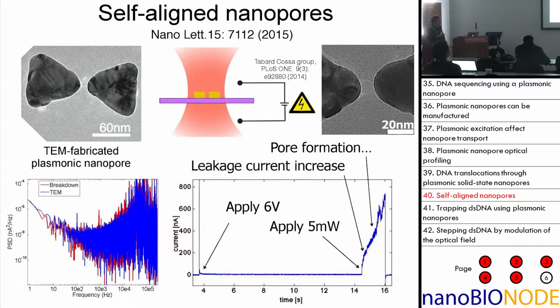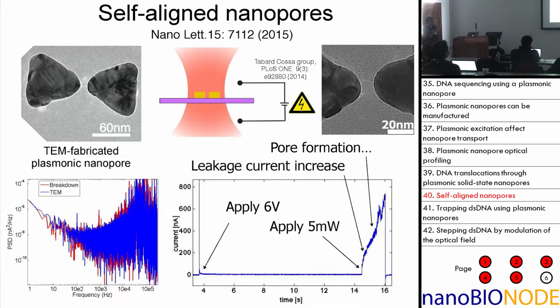So here's the one that is fabricated using TEM. And here's one that is fabricated using the so-called dielectric breakdown method. The dielectric breakdown method came from the lab of Vincent Tabard-Cossa. He's in Ottawa. So the idea is we have the membrane, it had no pore in it, right? Just a thin membrane, no pore. We apply a very strong electric field. We're talking about 10 volts. Eventually the membrane will break. And when it breaks, it will create a pore.